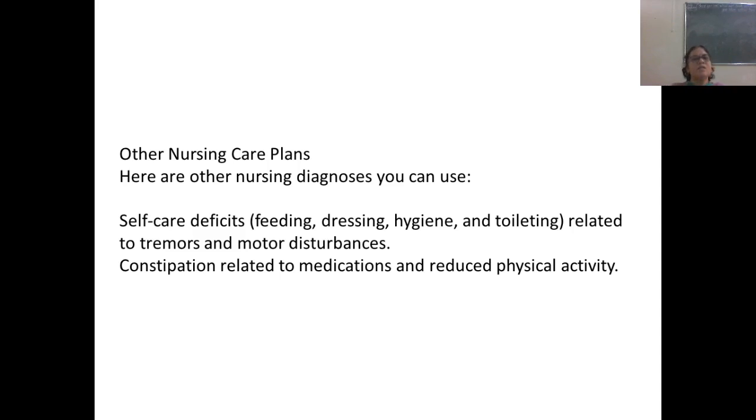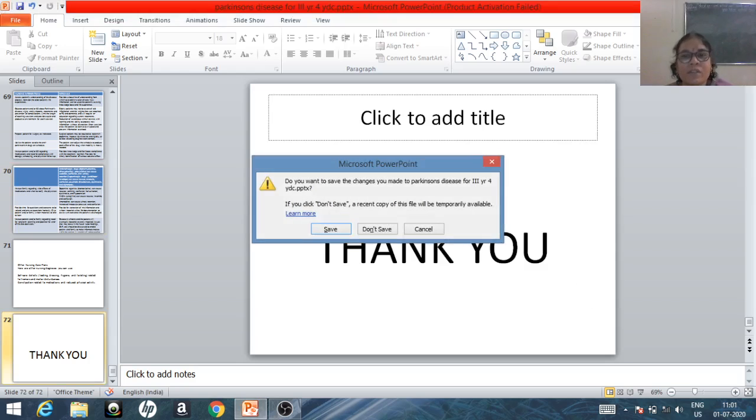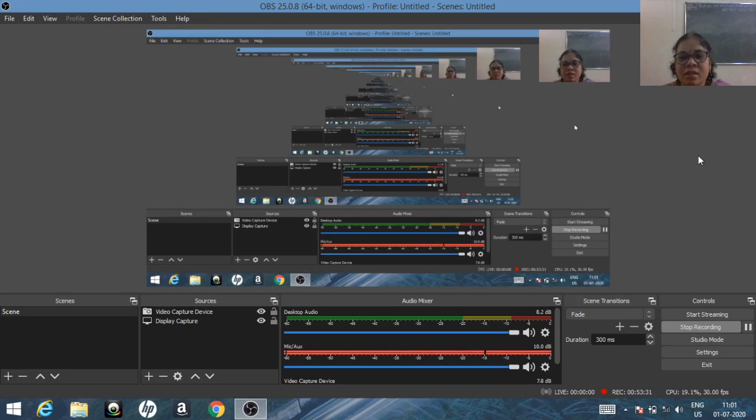Next, other nursing care plans that can be applicable are self-care deficits related to tremors and motor disturbances, constipation related to medications, and reduced physical activity. So these are the detailed nursing care plans for the patient with Parkinson's disease. Girls, I think it's very clear for you.